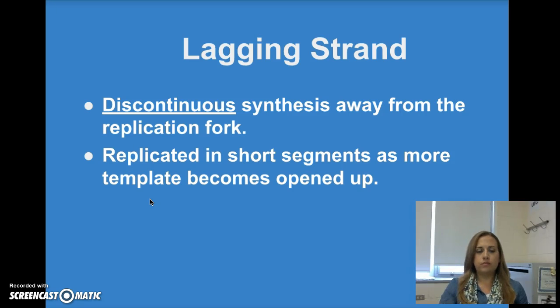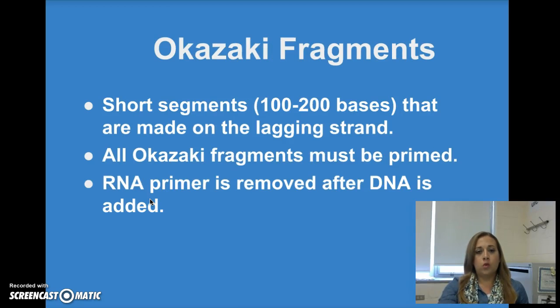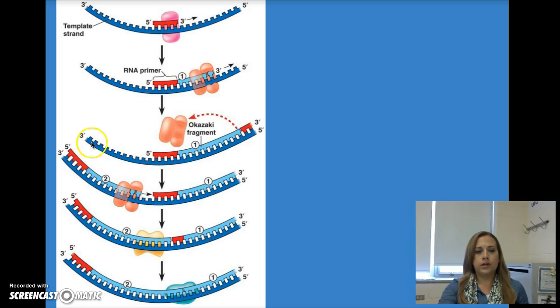So now we want to talk about the lagging strand, and this is going to be the discontinuous synthesis, and it's going to move away from the replication fork. So you're replicating here short segments as more of the template opens up. We call these short segments Okazaki fragments. They're like 100 to 200 bases. Again, they're added onto the lagging strand. All of these fragments must be primed the exact same way that we talked about, and then later on that RNA primer is going to be removed once it's ready to be done with this replication.